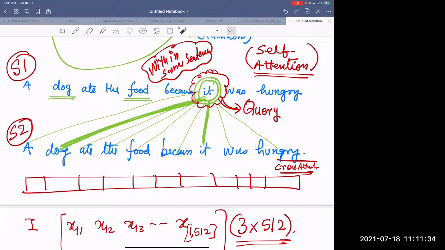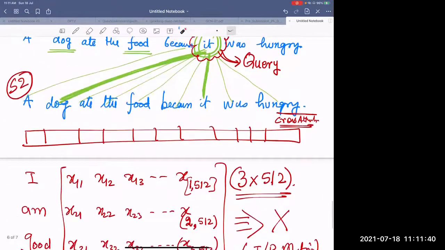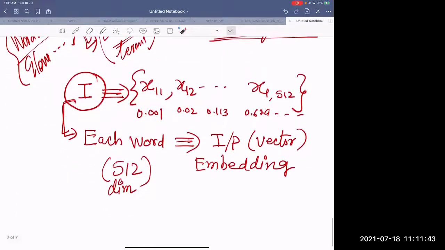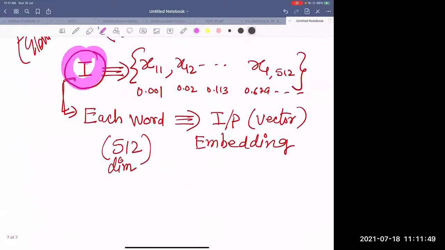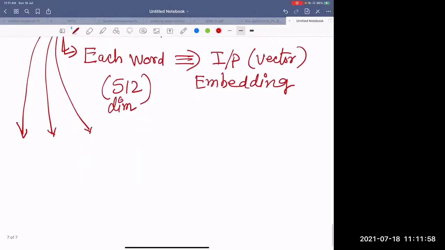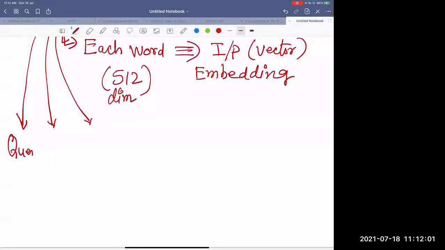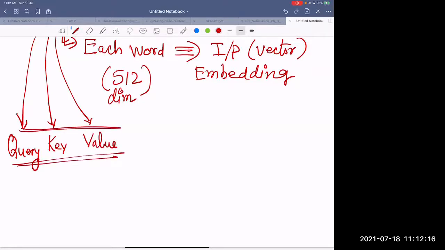And how? We are doing it in a way in which each and every word, we will take any word like this and see this word in three roles. What are those three roles? First role is query. Second role is key. Third role is value. Okay, what are these roles? I will give you some example by which you will understand.